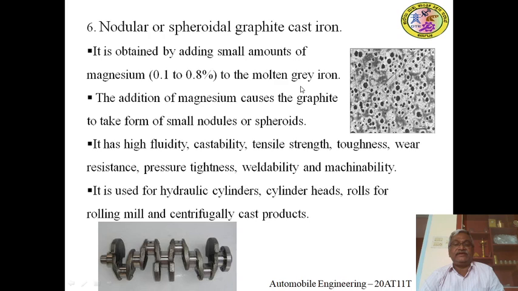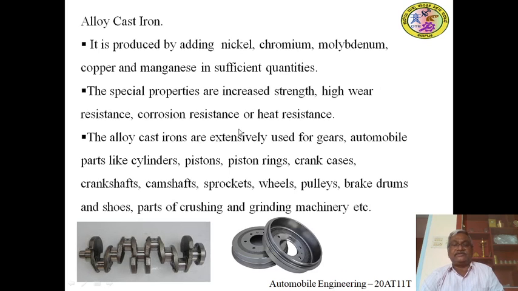From the molten grey iron, carbon is converted into small nodules or spheroids. It has high fluidity, castability, tensile strength, toughness, wear resistance, pressure tightness, weldability and machinability. It is used for making hydraulic cylinders, cylinder heads, rolls for all rolling mills and centrifugally cast products, like crankshaft, etc.